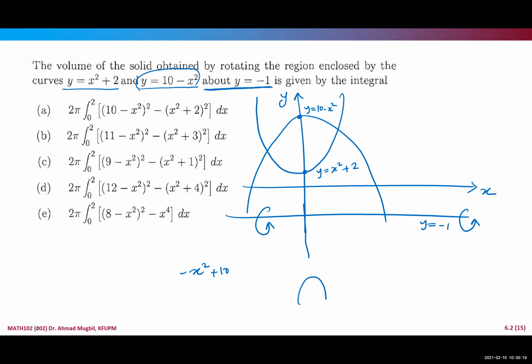So we will rotate which region? You need to decide where is your region. This is the region bounded or enclosed. Enclosed means that it is closed. It must be closed by these 2 curves or these 2 parabolas. Is it clear?